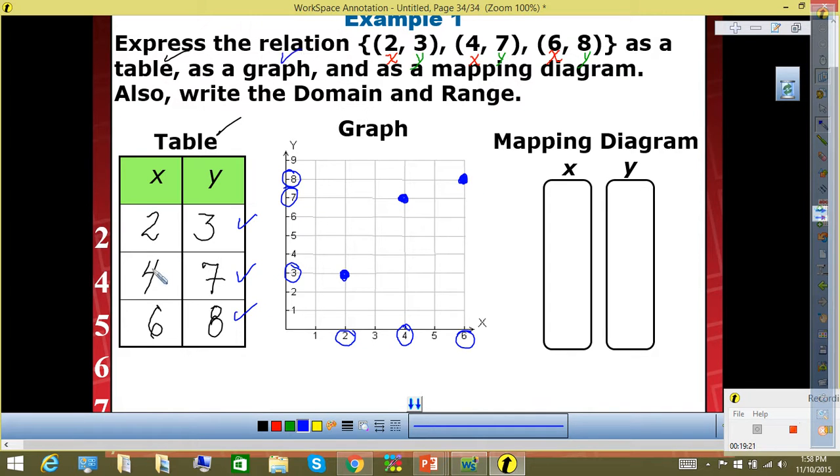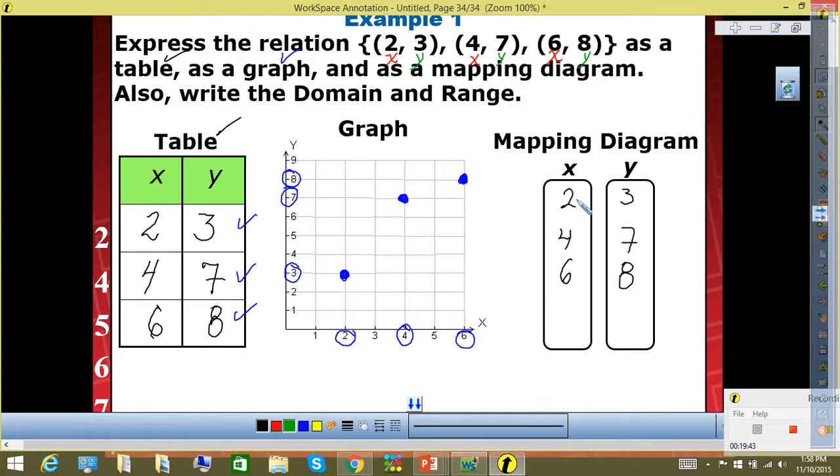Fairly simple? Yeah. Now let's look at the last one, mapping diagram. For the mapping diagram, I need to get all my x's here. So my x's are 2, 4, and 6. My y values go here, 3, 7, and 8. And some of you are wondering why even do this if it's almost the same as this. Well, this is called mapping because you need to match the relation from one to the other.